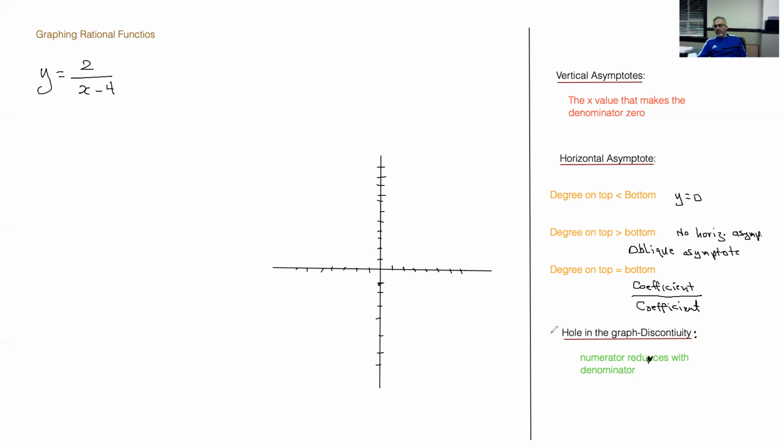And finally, we will talk about discontinuity, which is when you have a hole in the graph. That's when the numerator reduces with the denominator. And once we have an example, I'll show you how that works.